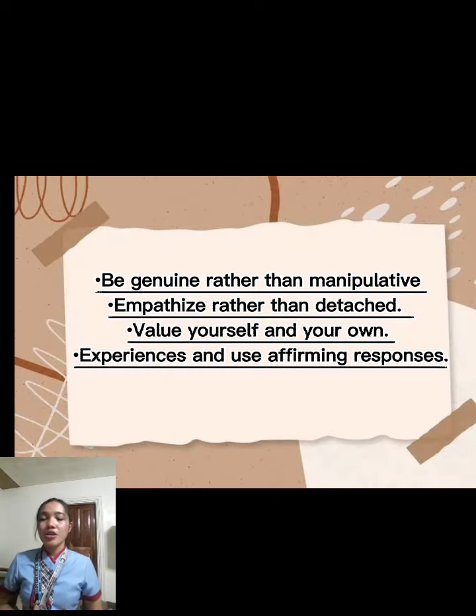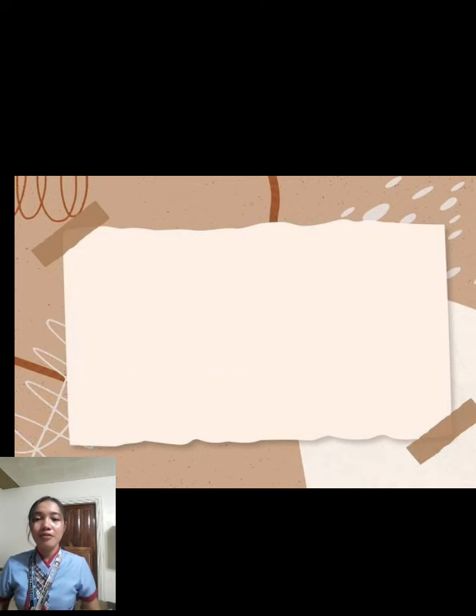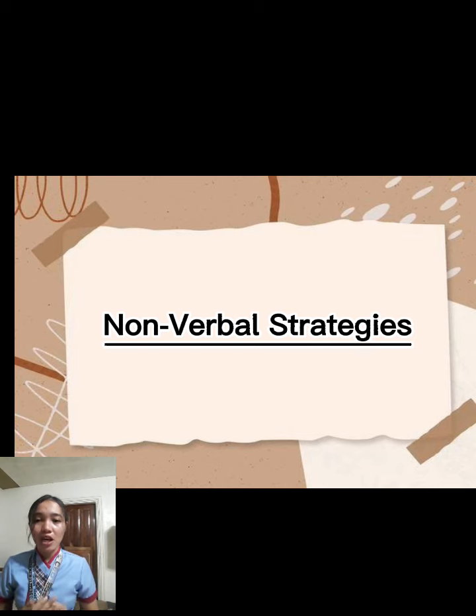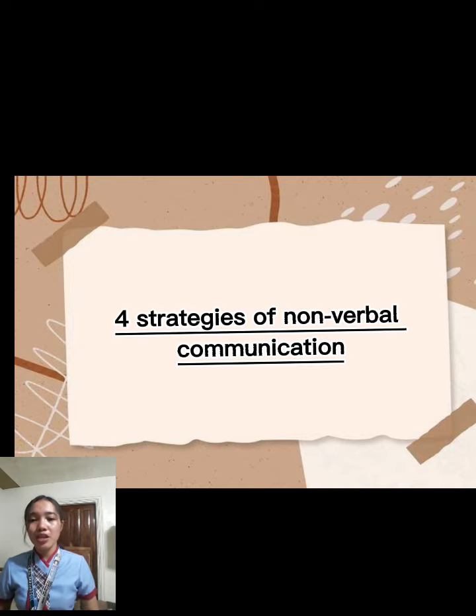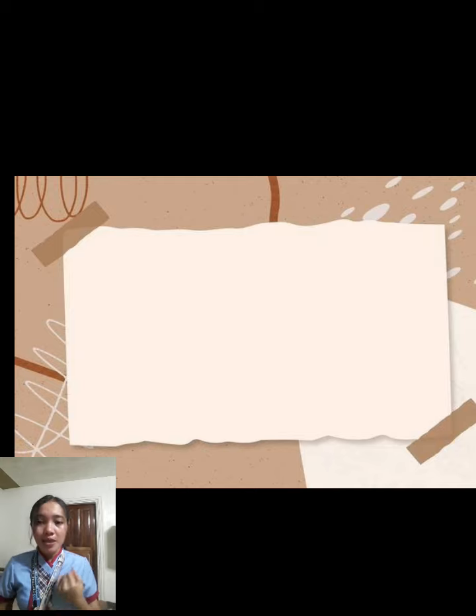So those are the 4 strategies in verbal communication. First is be genuine rather than manipulative. Second is empathize rather than remain detached. Third, value yourself and your own experiences. And fourth is using affirming responses. Next are the nonverbal communication strategies. In many situations, much of our communication occurs through nonverbal behavior. Nonverbal communication can be a useful strategy for communicating emotions like empathy, compassion, and acceptance.